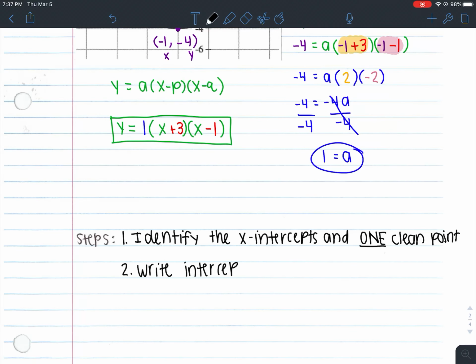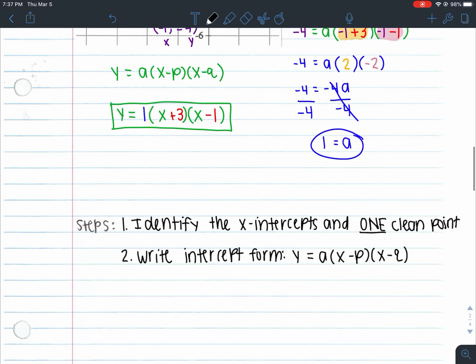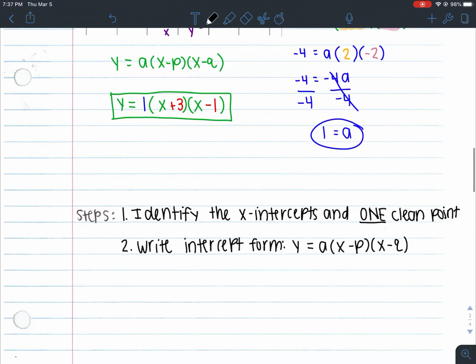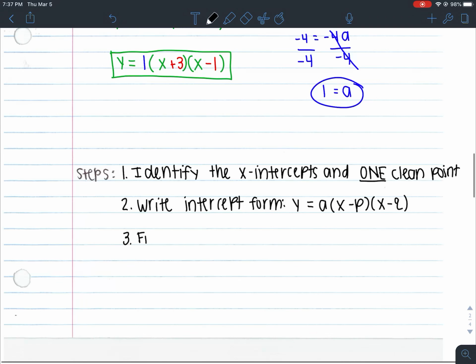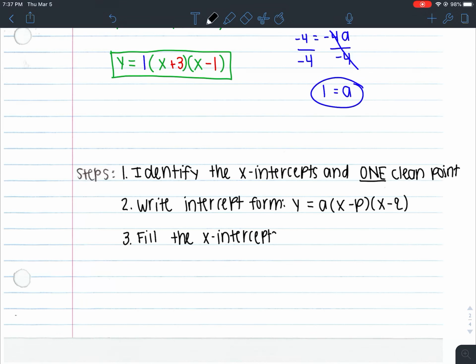intercept form, or known as factored form as well, which is y equals a, parentheses, x minus p, parentheses, x minus q. Okay? After you do that, once we write down that form, then what did we plug in? Well, we plugged in our x-intercepts and we plugged in our point. So you want to fill in the x-intercepts and the clean point, or this chosen point.